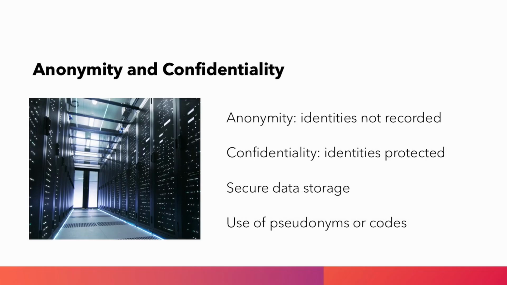Maintaining anonymity and confidentiality is essential. Anonymity means no identifying information is collected. Confidentiality means information is kept private, even if identities are known. Researchers should use pseudonyms or coding and store data securely to prevent unauthorized access. This is critical when dealing with sensitive issues like abuse, addiction, or mental health in social work contexts.